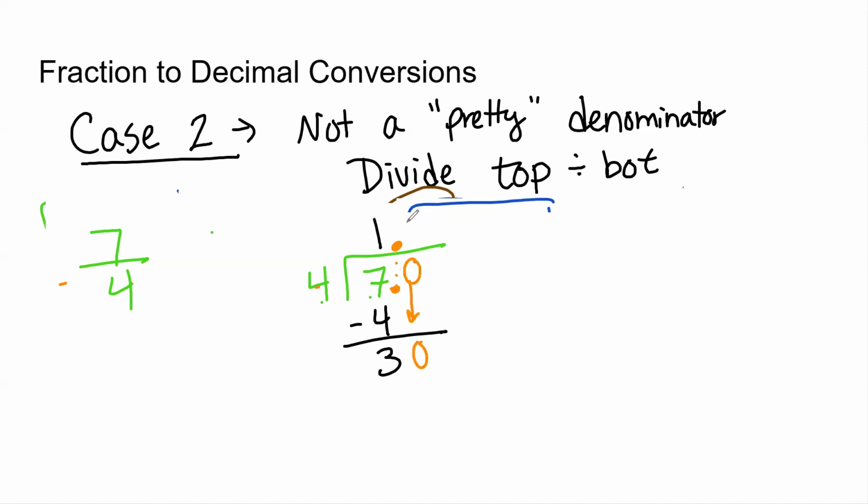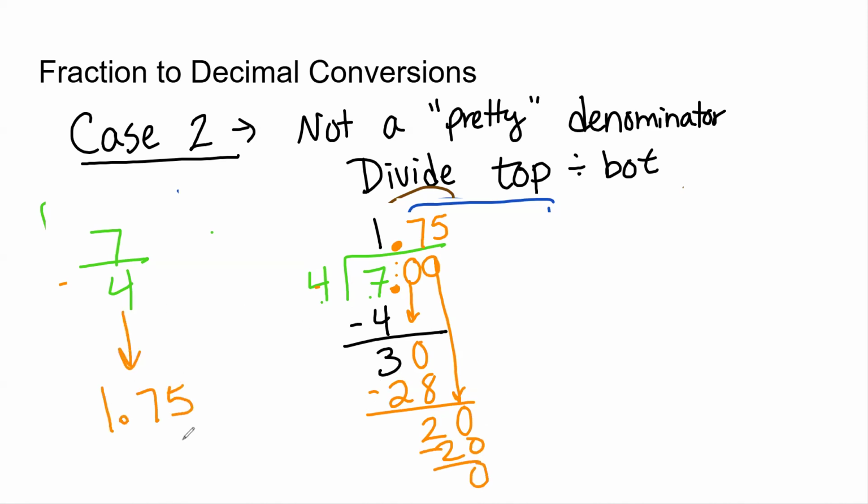4 into 30 goes 7 times, which is 28. Subtract, which is 2. Put your 0 straight down. 4 goes into 20 5 times, which is 20, and you're done. So this is 1.75. Okay? If you're allowed to use a calculator, use your calculator.